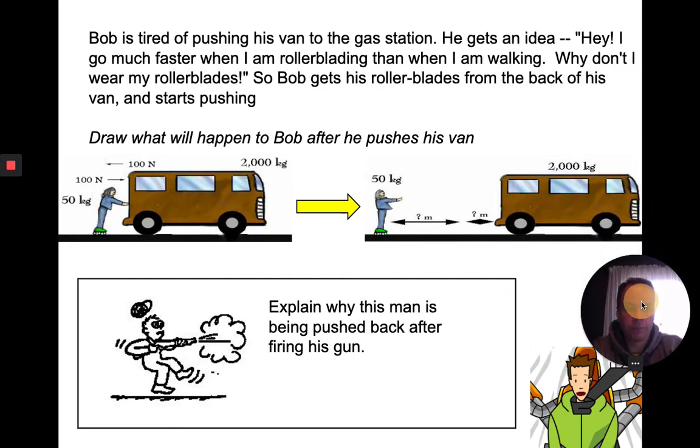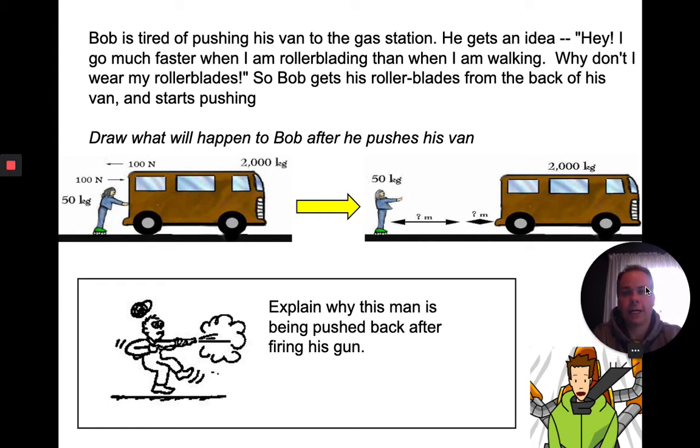Okay. So let's say Bob, maybe a better name for him might be Tom. Let's call him Tom. He's tired of pushing the van. He's getting too tired. So he has an idea. He says, I'm much better, faster on rollerblades than when I'm walking. I'm going to put on my rollerblades. And then I'm going to push this van.